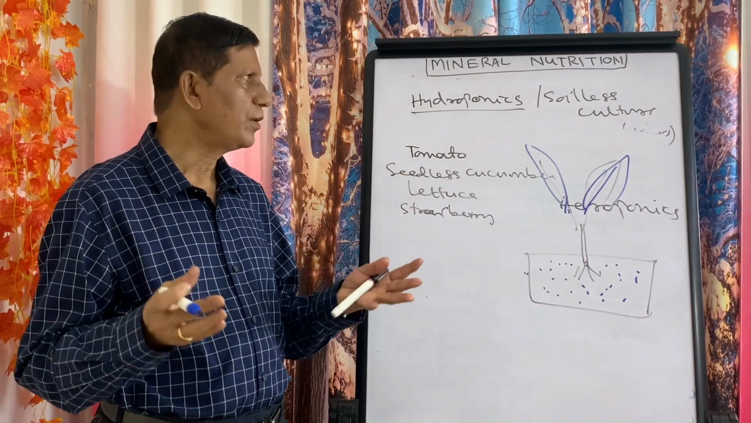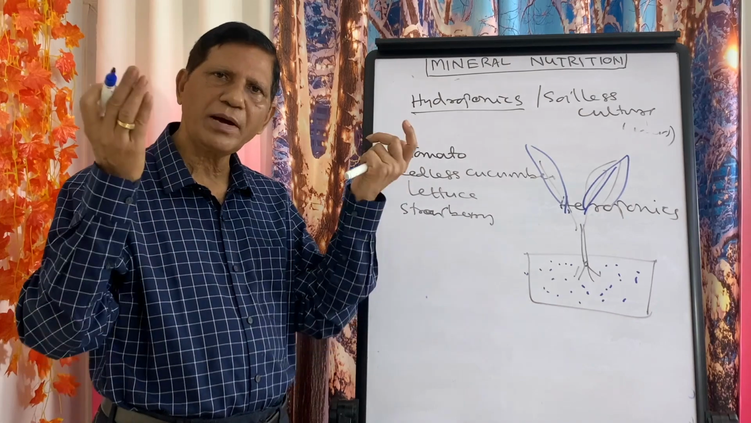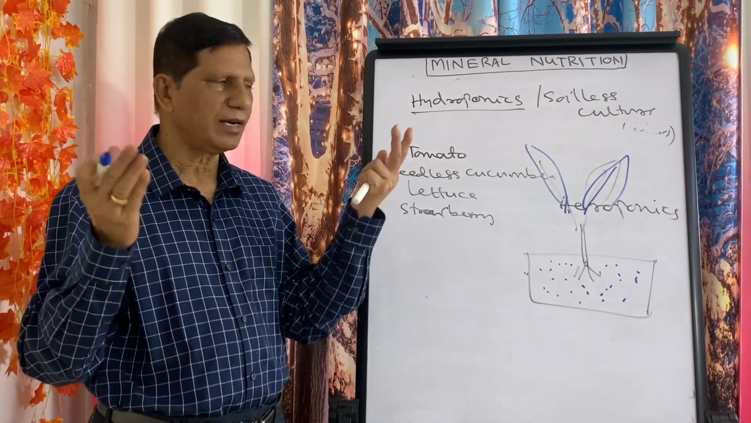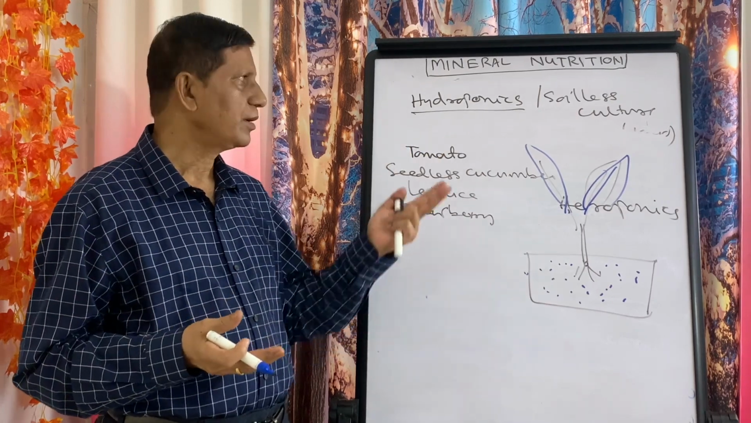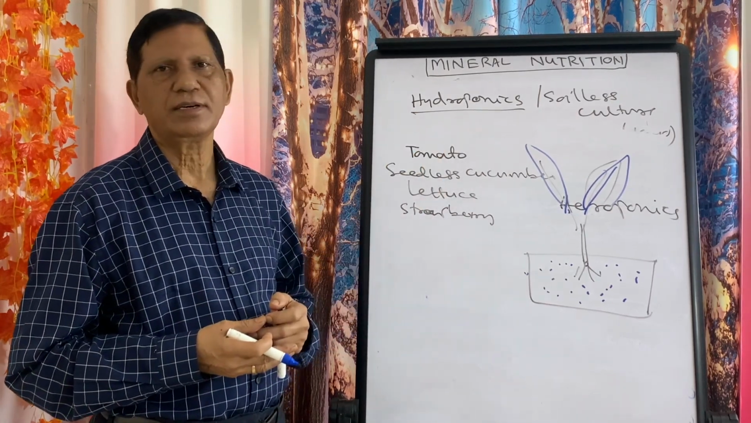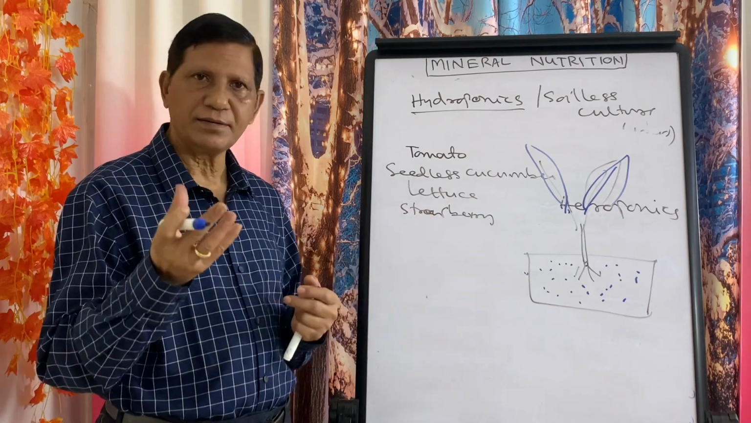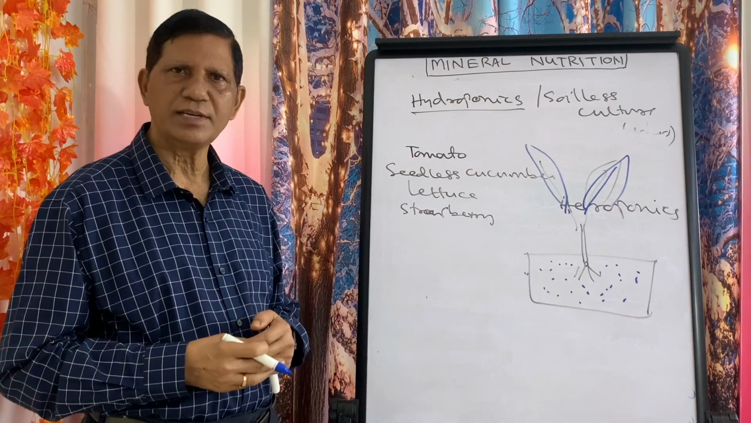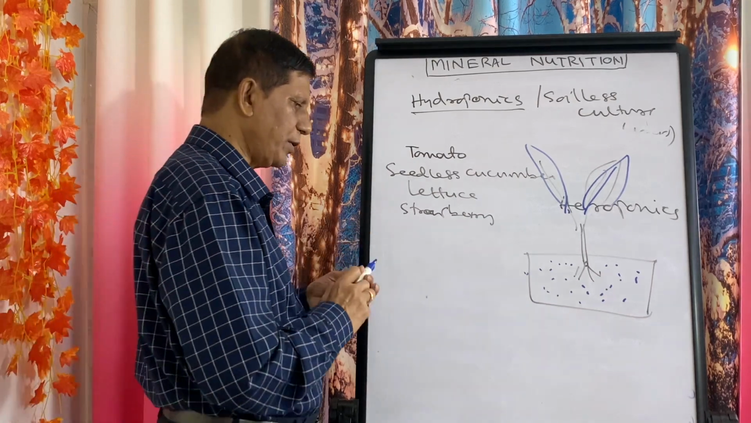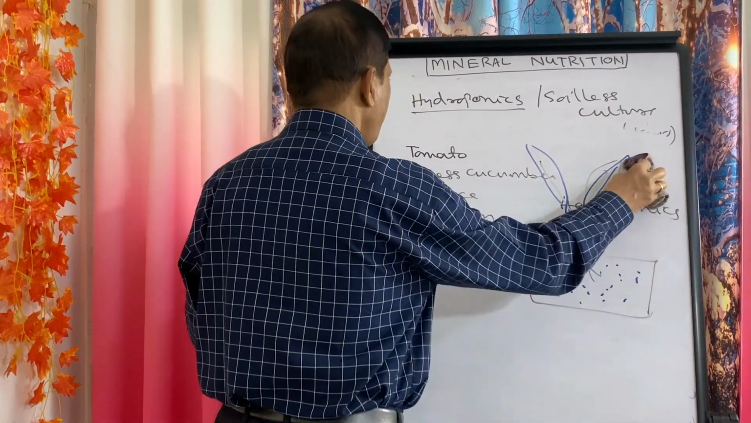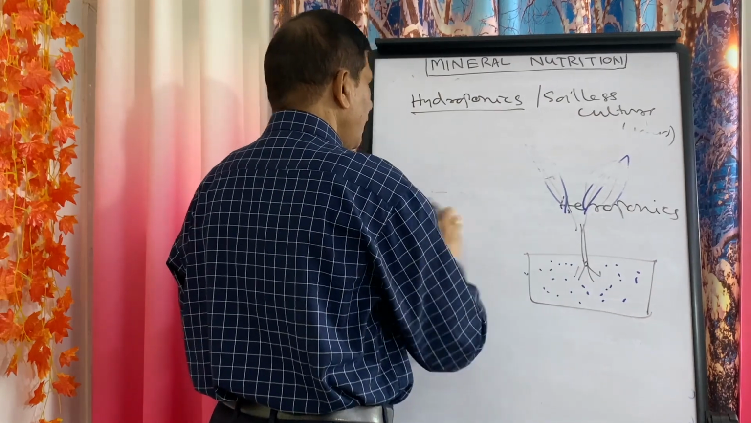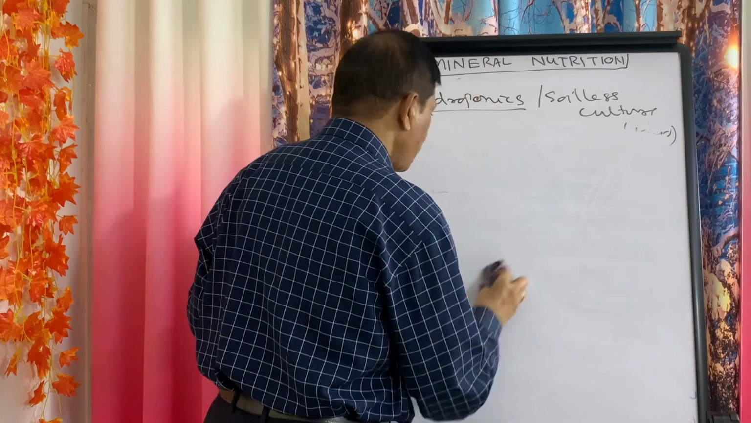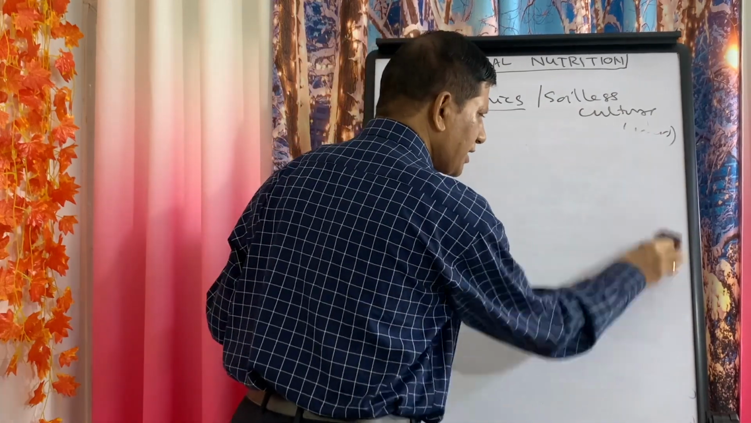You can grow plants even in your balcony. Those who are staying in multi-story buildings can grow their plants by means of hydroponics, and you will find that the fruits, flowers, everything becomes very luxuriant in growth. So this is hydroponics, and by this method it was known which elements are essential and to what extent each element is required.